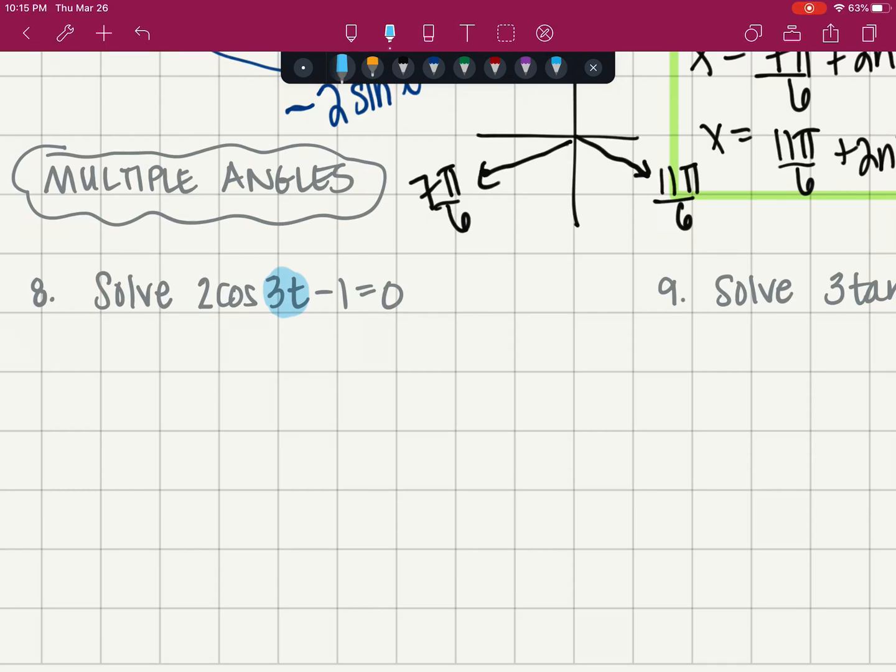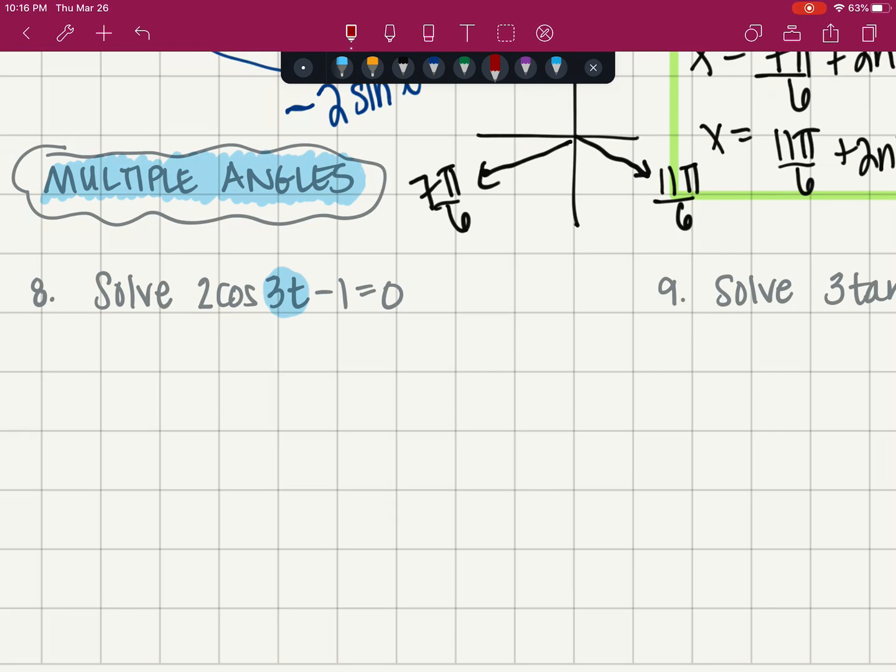We're going to continue learning about solving equations, and now we're going to extend that into multiple angles. So you can see what I've highlighted here. I've highlighted the angle. It's no longer just a 1x or a 1 theta or a 1t. Now it's a 3t. So that's a multiple. When you have that coefficient in front of that variable and that happens to be the angle, it's called a multiple angle. So our steps are still the same.